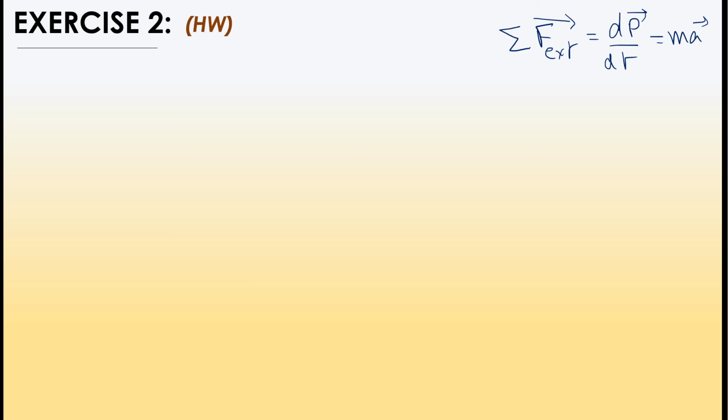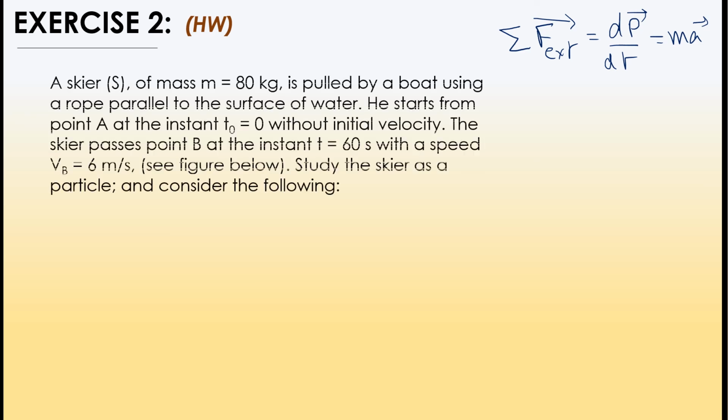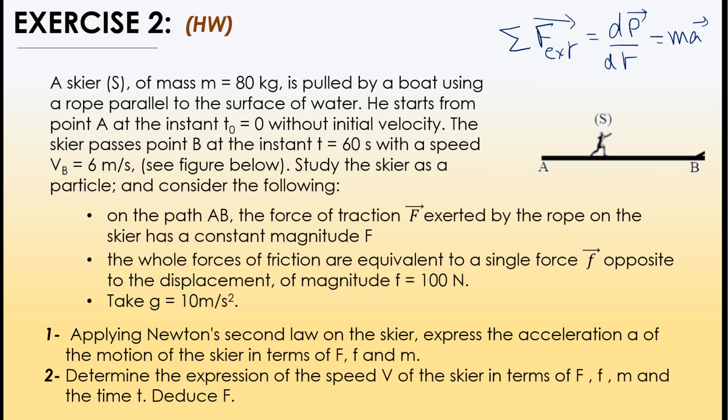Now, to make sure that all ideas are grasped well, let's solve this exercise, and as we always do at the end of the lesson, we're going to post a video explaining all the exercises of the chapter. In this exercise, we have a skier moving from A to B on a horizontal road. The skier is being towed by a rope. That rope exerts a constant force F. There are some frictional forces. The first question is to apply Newton's second law on the skier to express the acceleration of the motion. Then determine the expression of the velocity and use it to determine speed, and to determine F. That's it concerning this exercise.